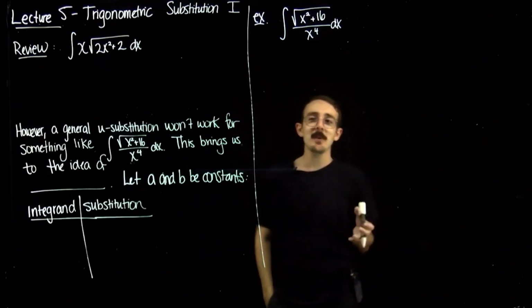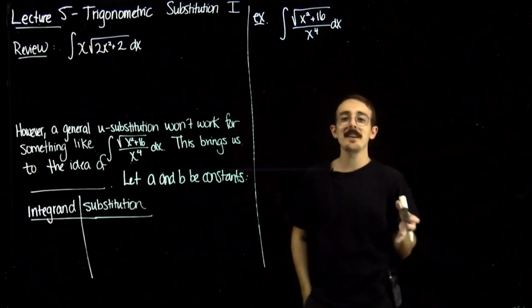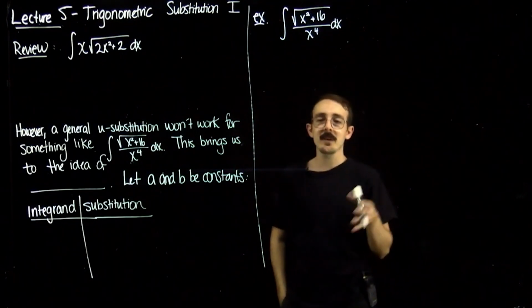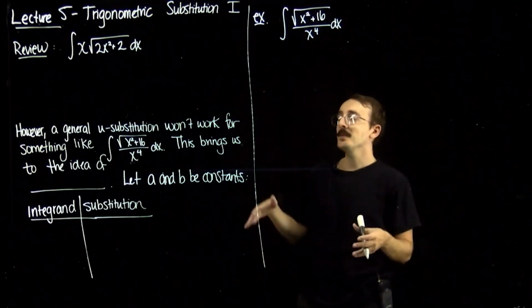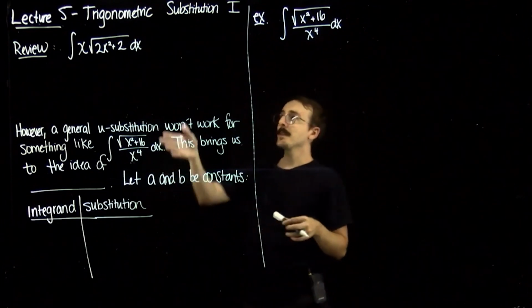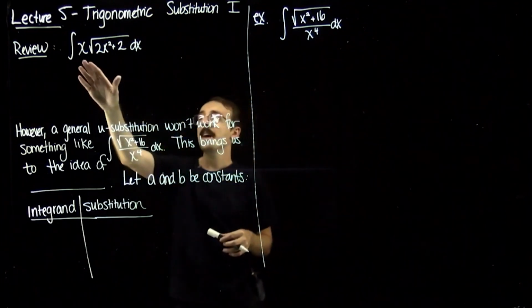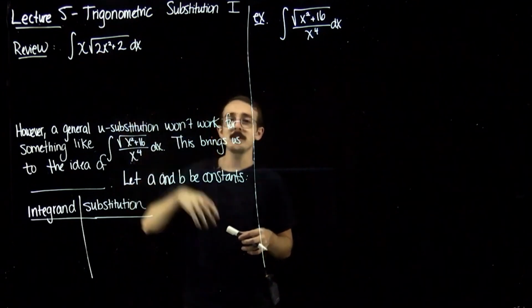Hello everyone, and welcome to our first part on trigonometric substitution. This is yet another integration technique that we're going to learn in Calculus 2. However, before we jump into that, I'd like to do a review problem from Calculus 1. The review problem is: integrate x times the square root of 2x squared plus 2.